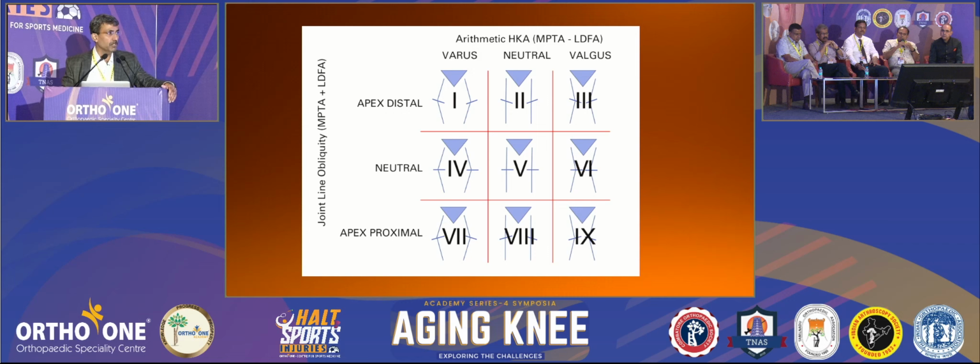So when we talk about the CPAC, it refers to both the joint line obliquity and the HKA. So how do we calculate what is called the pre-arthritic value? In severe deformities, it may be difficult to calculate accurately the MPTA.